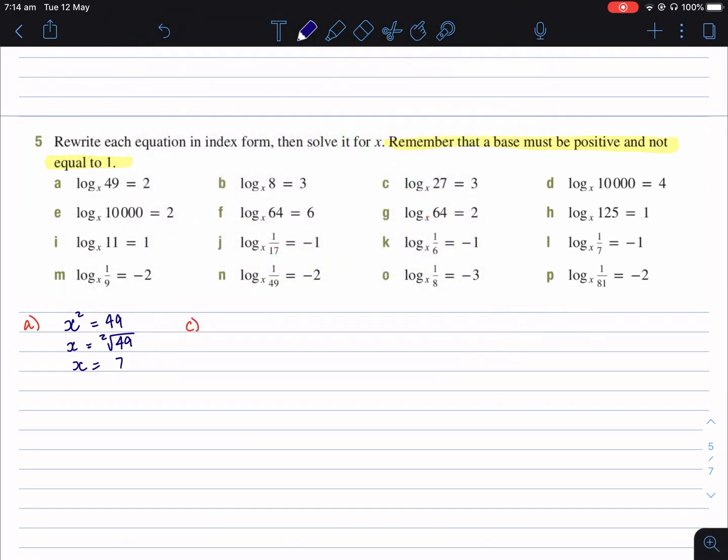Okay, log base x of 27 equals 3, so x to the 3 equals 27. So x equals the cubed root of 27, which is 3.